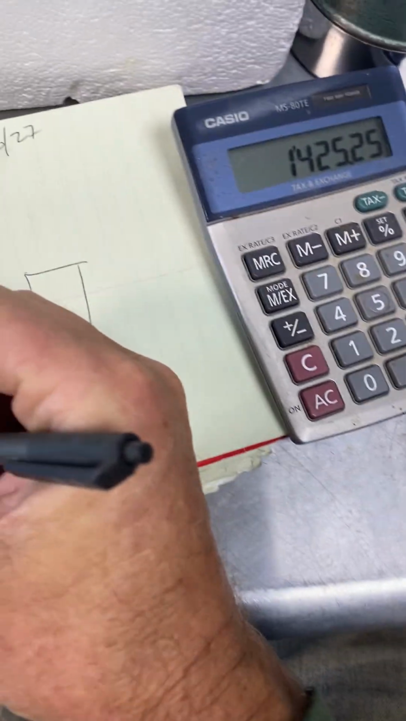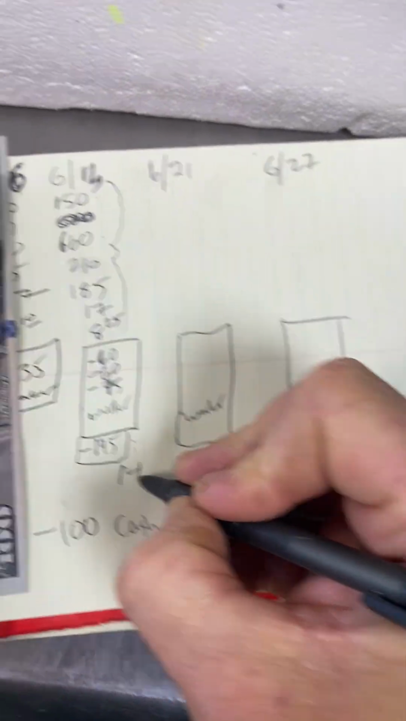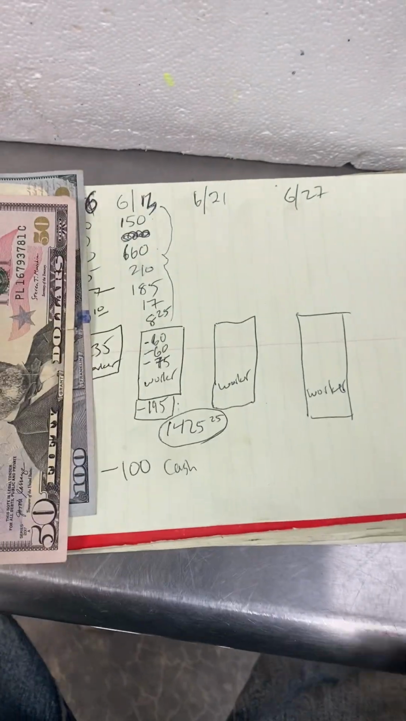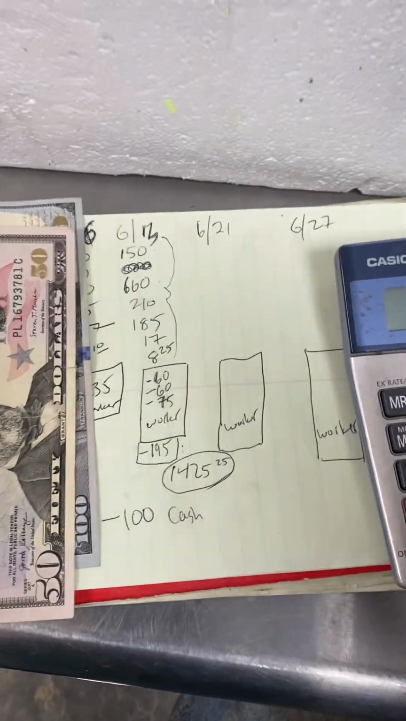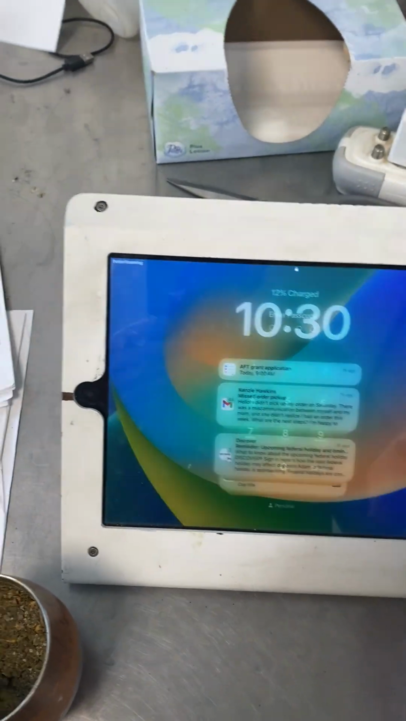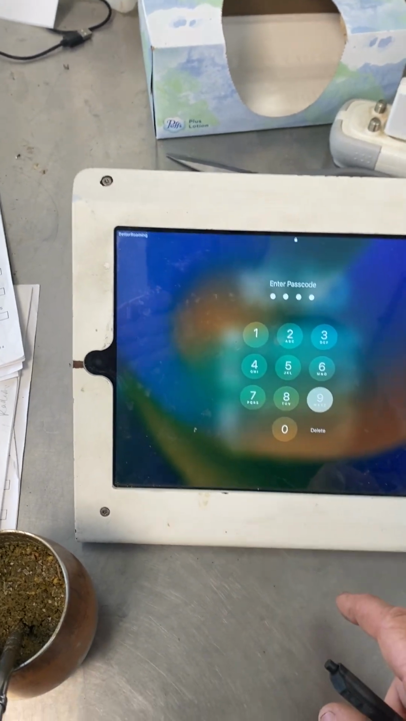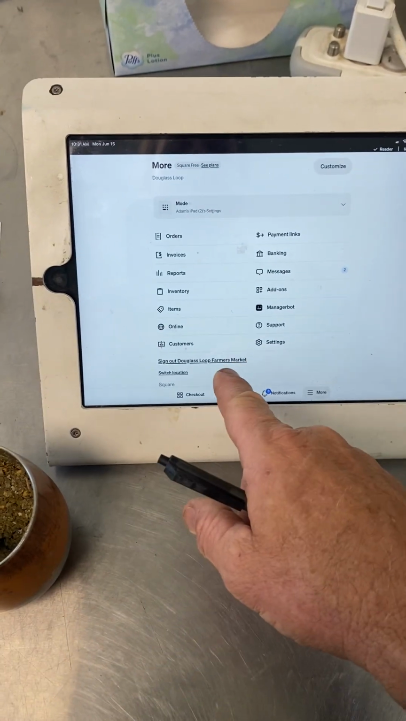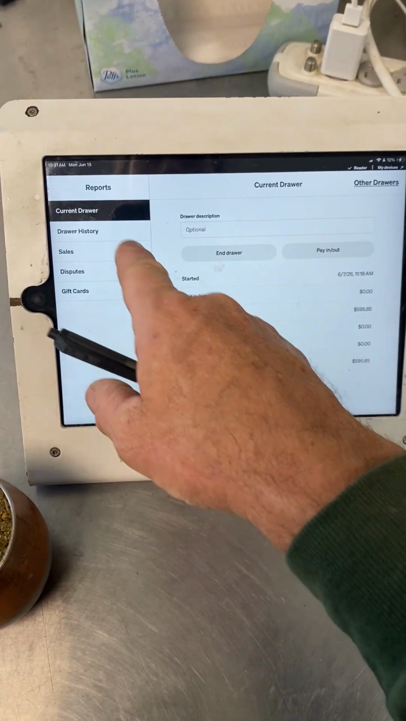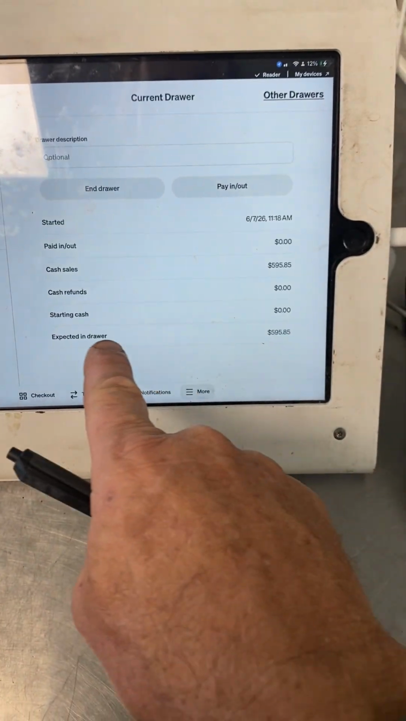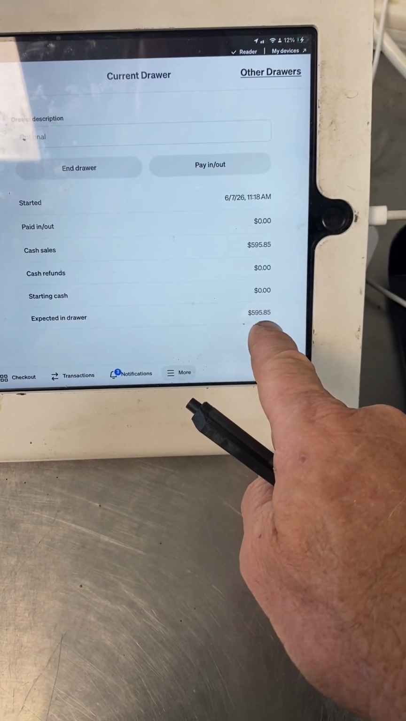All right, so I'm just going to sketch that number down here to remember it. That is the total expected cash, or that is the total amount of cash that would have been received from customers. Now, I'm going to reconcile that with the iPad. It doesn't matter which one you go to first. The important thing to know is you go to Reports, Current Drawer. You look at this table, current drawer, expected in drawer, 595.85.